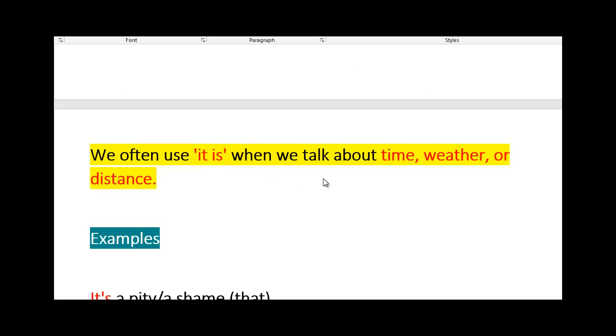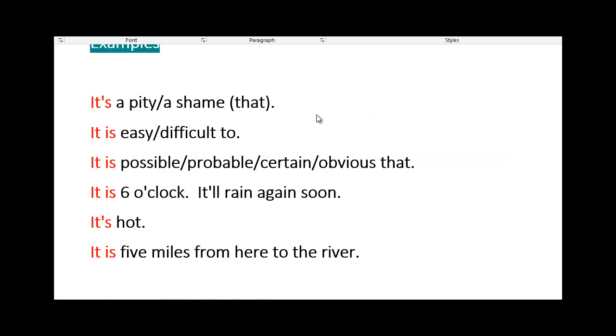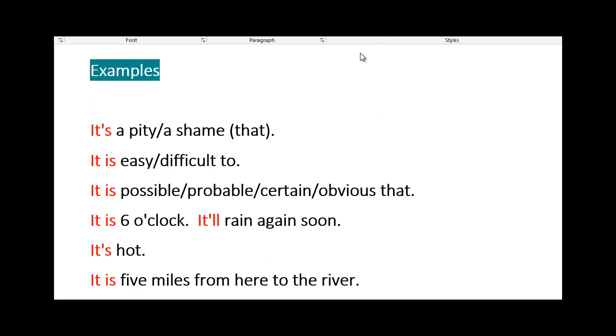It is, we usually use it when we are going to talk about time, weather, or distance, okay? It is. So it's 6 o'clock, talking about time, okay? It's hot, talking about weather. It's 5 miles from here to the river. That's talking about distance.